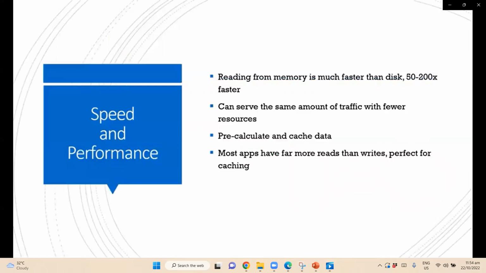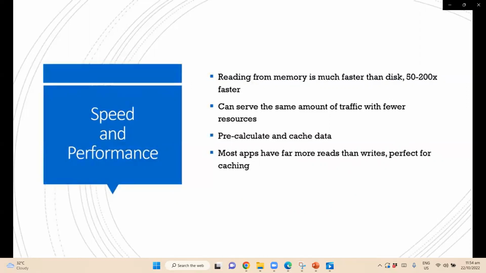So reading from memory with cache, depending on a couple different factors, you're going to see 50 to 200 times faster read performance compared to just reading it from your database. As a result of that, we can serve the same amount of traffic with much fewer resources, just based on simple math: if you're doing something 200 times faster, a server with however many gigabytes of memory can serve many more requests per second with the same amount of resources.